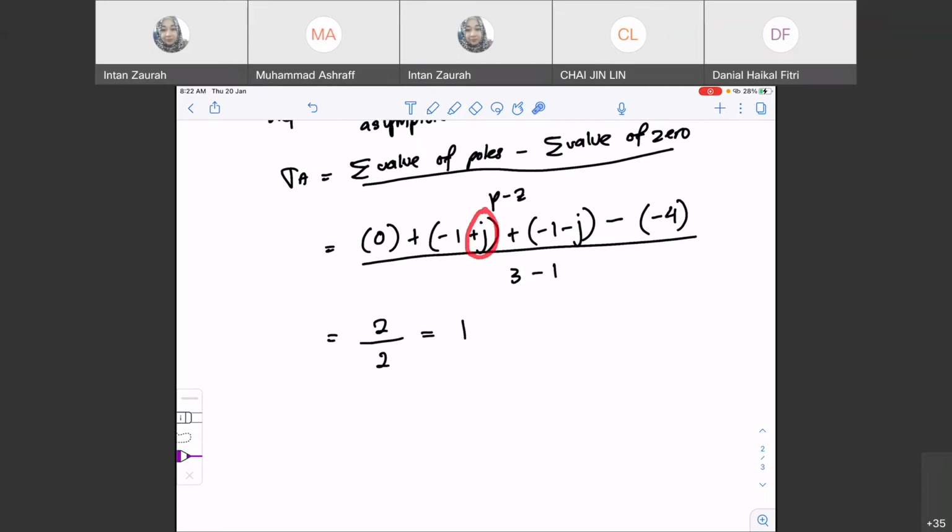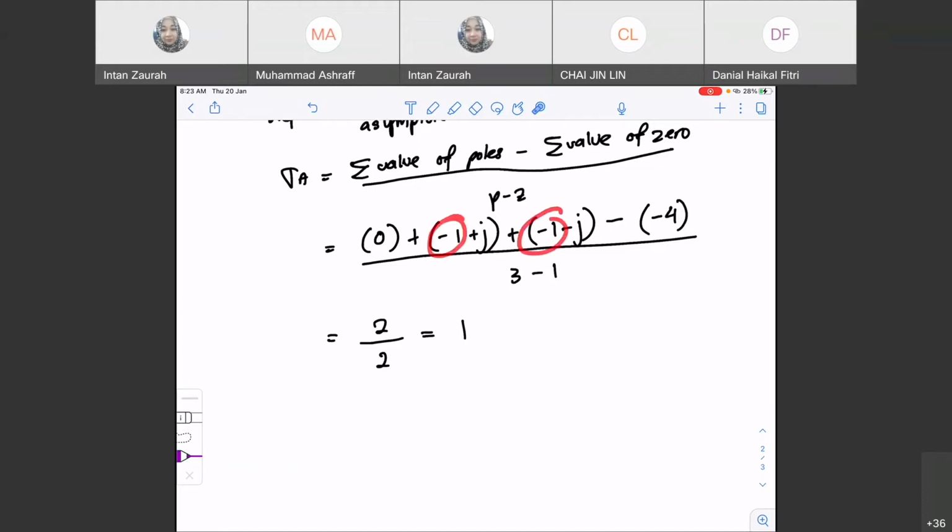And this one, you can see plus J and minus J will cancel each other. Okay, so you have plus J and then you have minus J, right? So that will actually become 0. Okay, so you don't have that J value. It will not contribute anything to the angle of your asymptote.